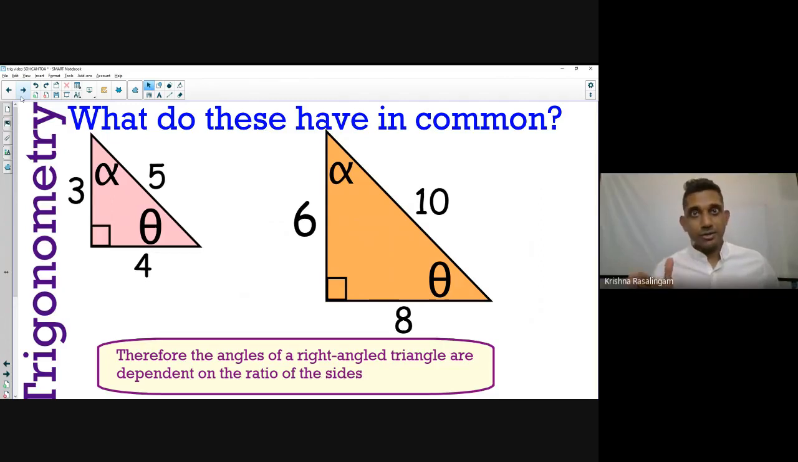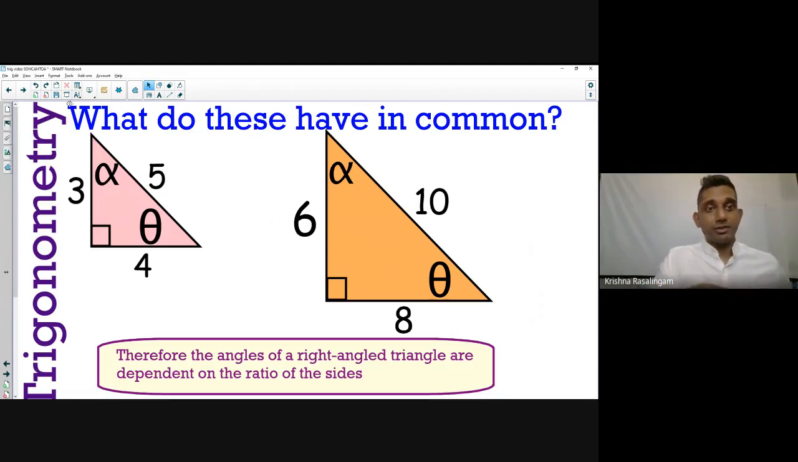That means the angles in the orange triangle are exactly the same as the angles in the pink triangle. So we tend to use Greek letters to represent angles. So that means those thetas are the same as the alphas. Yes, so those two angles at the base are the same and the two angles at the top are the same as one another. Why is that significant? Well, it tells us the angles of a right angled triangle are dependent on the ratio of the sides.